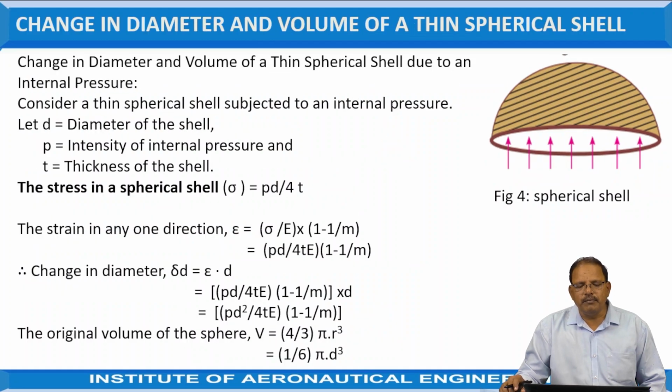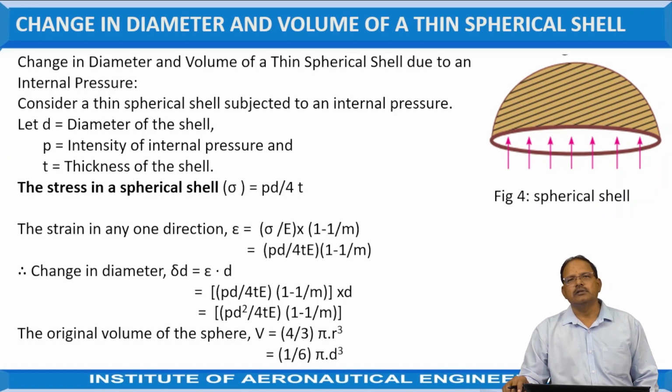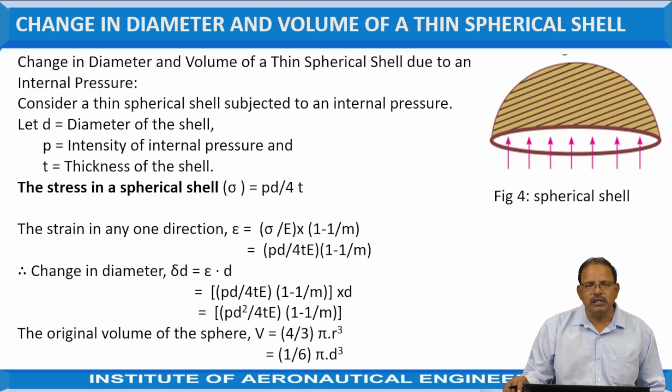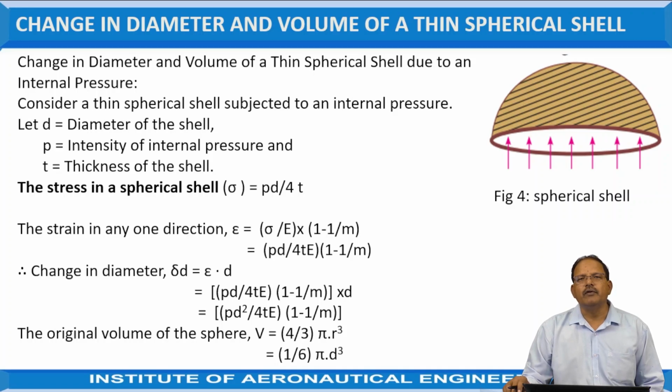Okay, now the change in diameter and volume of a thin spherical shell. When the shell is subjected to an internal pressure, the diameter increases, which means the volume also increases. Here we have to determine the volumetric strain produced within the shell. The volumetric strain is defined as the ratio of change in volume to its original volume.